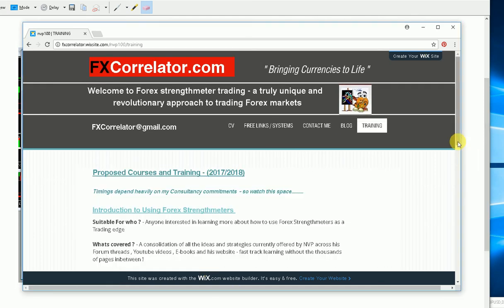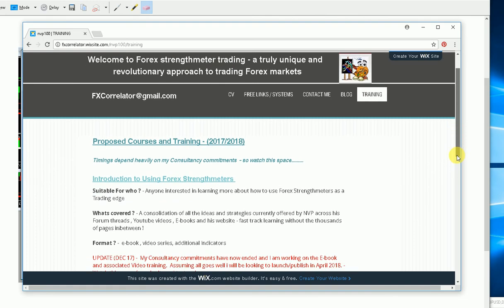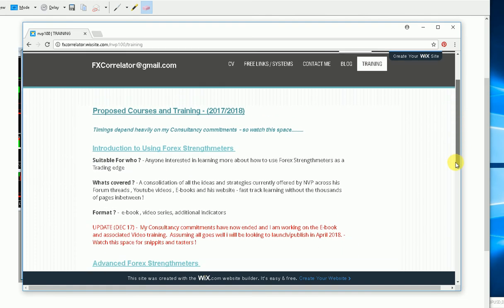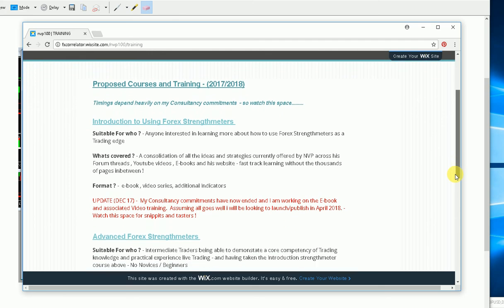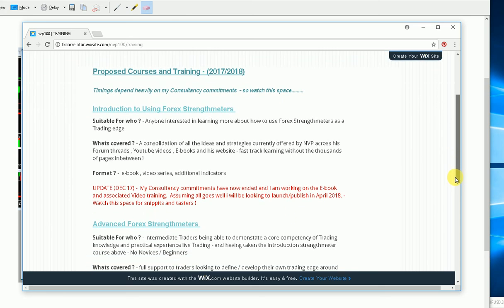The training that I've been promising for so long, possibly one, possibly two ebooks. I'm not sure if I'm going to split it into two yet, but mainly to do with strength meters. I'm also going to expand it a bit and talk about generic trading, not just strength meter trading, but some of the other things I get up to. I'm not just trading strength meters, guys. I know it must sound like it, and obviously I've hung a lot of the information I teach off strength meters because that's where my expertise is.